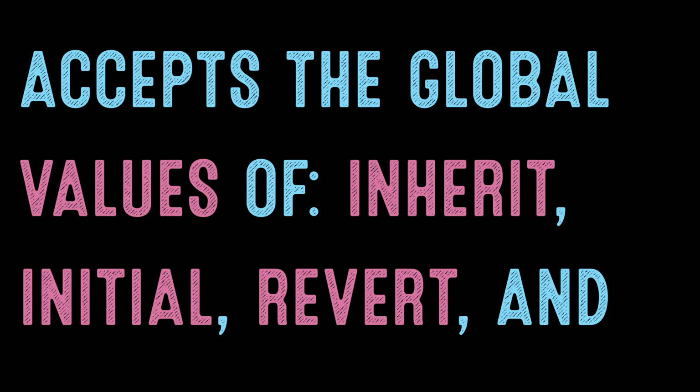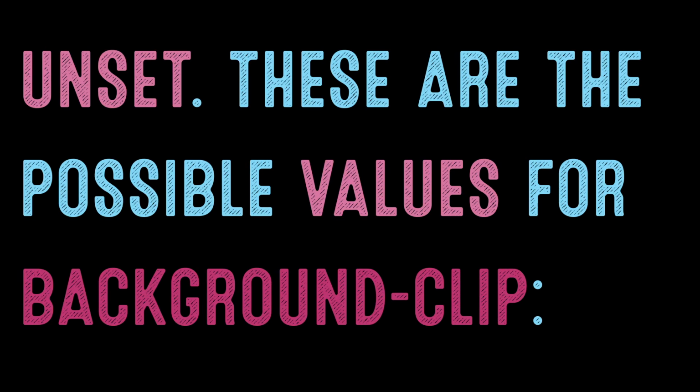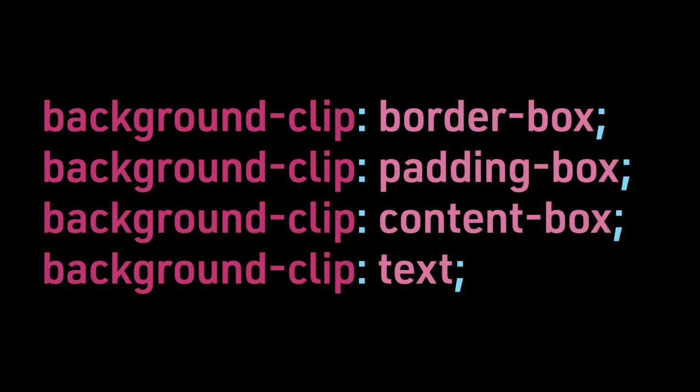Like other properties, background clip accepts the global values of inherit, initial, revert, and unset. These are the possible values. Background clip, border box. Background clip, padding box. Background clip, content box. Background clip, text.